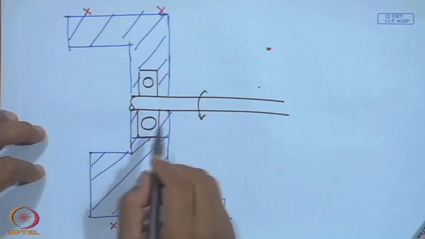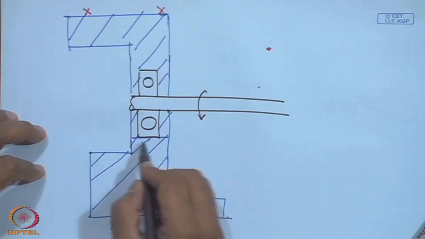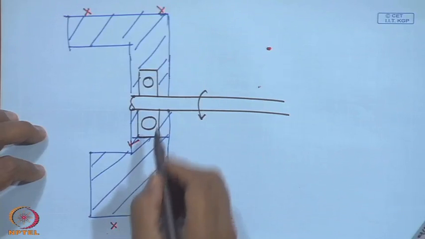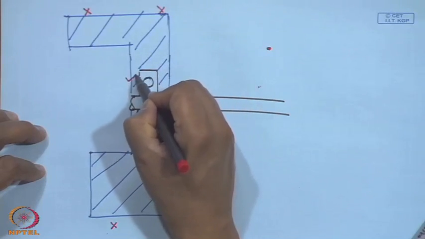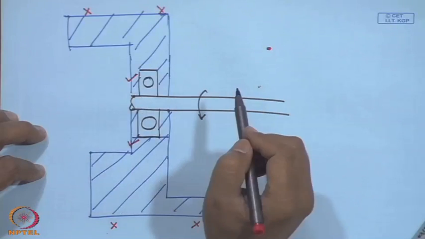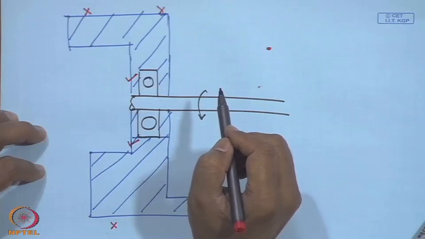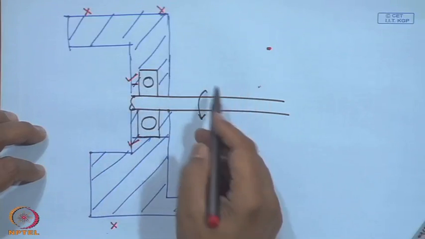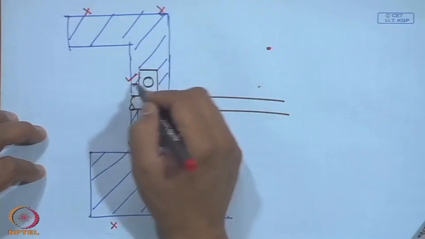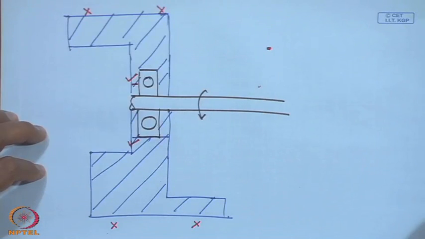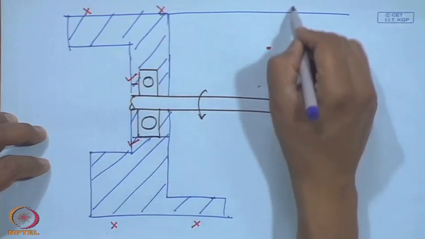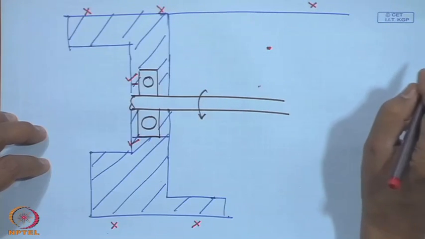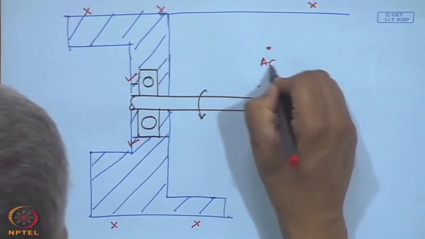The best location would be maybe this is a good location, this is another good location. We are as close to the bearing as possible. Sometimes this may be too thin, so we should try to go for a thicker section wherein the dynamics is captured. If it extended like this, these are not good locations to put accelerometers.